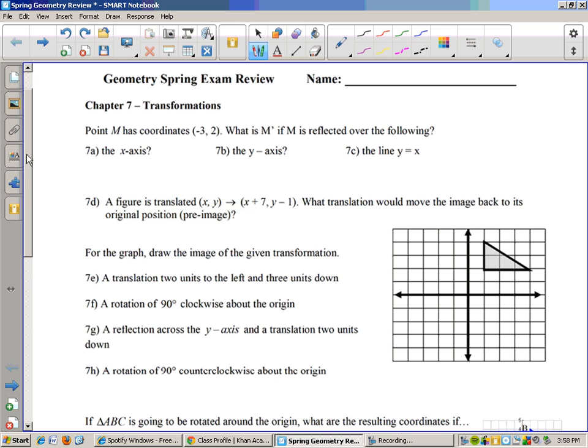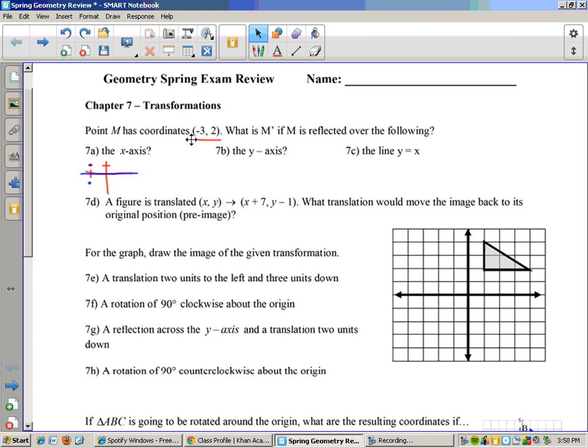Point M has the coordinates negative 3, 2. What is M prime if M is reflected over the following? A is the x-axis. So if we draw out, negative 3 would be about here, 2 would be about there. So that's the point negative 3, 2. If I reflect it over the x-axis, the reflection should be down here.